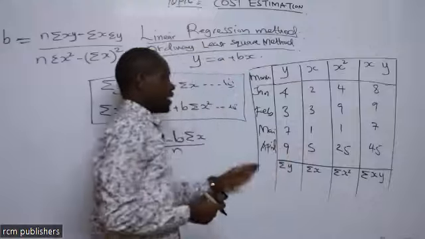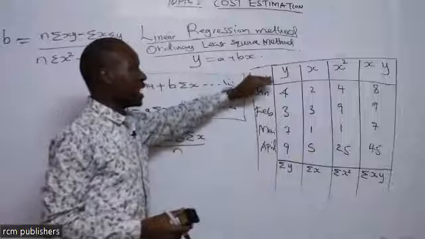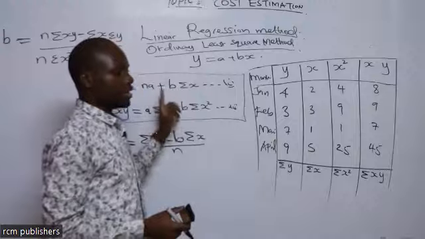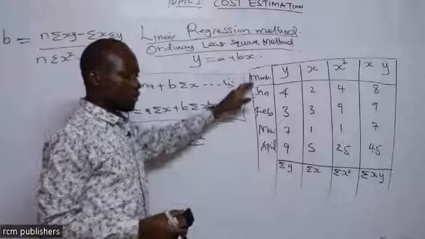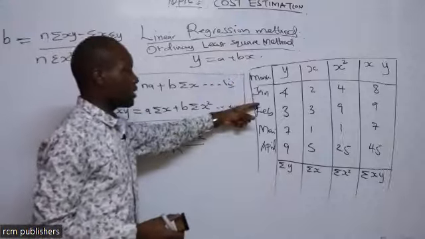So how many months did I collect data for? How many months did I use in this particular data set? There are 4. So that 4 is the value of n. It is the number of observations. If I have 12 months, that is it.